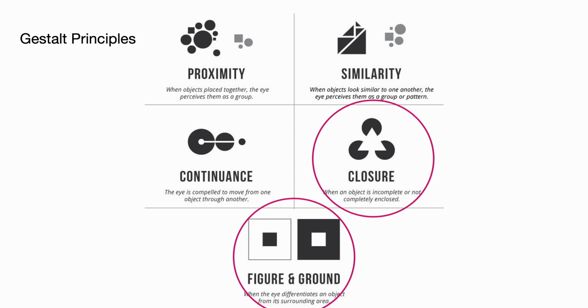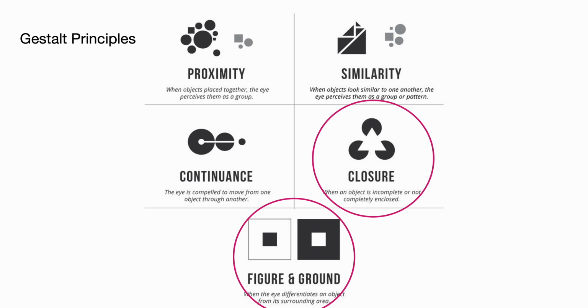So Gestalt principles, what we're going to be getting into for the next project. We've just touched on 2 of those principles. One is closure, when an object is incomplete or not completely enclosed, with the figure implying space in between its relationship with the other figures in the composition. And the figure ground is when the eye is differentiating an object from its surrounding area, trying to understand which is the figure, which is the ground.